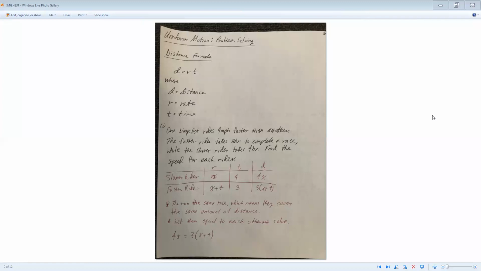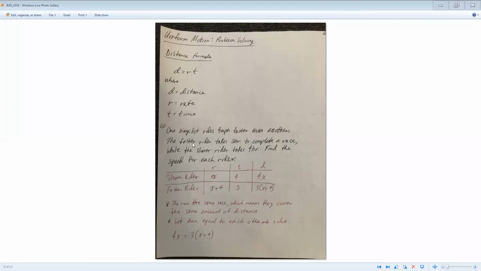I found it best to set up a chart whenever trying to solve these uniform motion problems. It's easiest to do rate times time equal distance. So your rate is your first column, your time is your second column, then your distance is the multiplication of your first two columns.